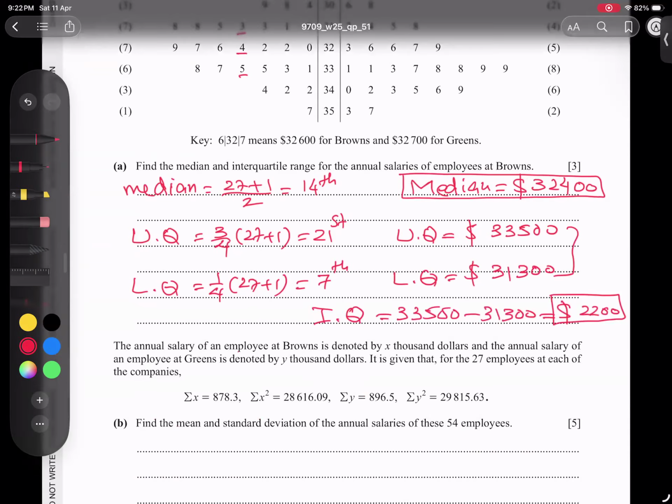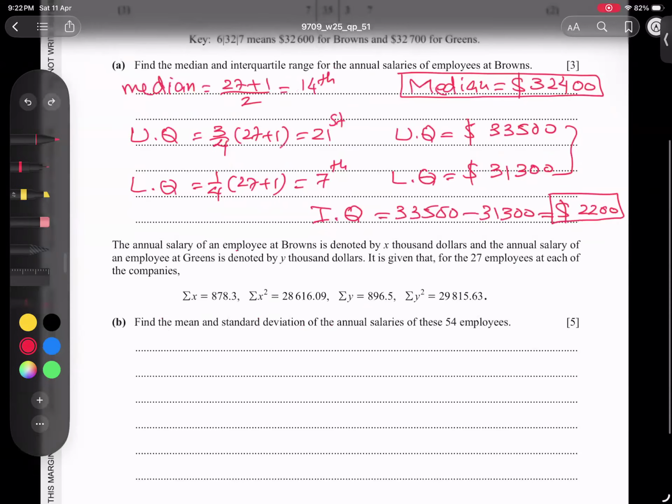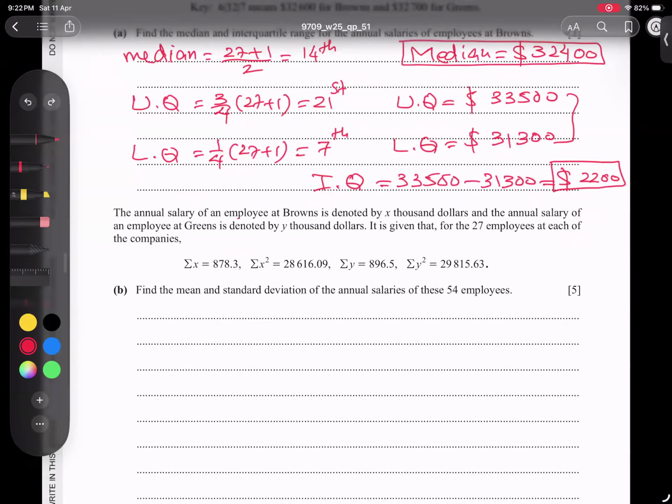The annual salary of the employee at Browns is denoted by X, and the annual salary for the Greens is denoted by Y. It is given that there are 27 employees at each of the companies. How to find the mean and standard deviation of the whole group is what he's asking about. But before that we must know the definition of mean. What is the definition of mean, students?